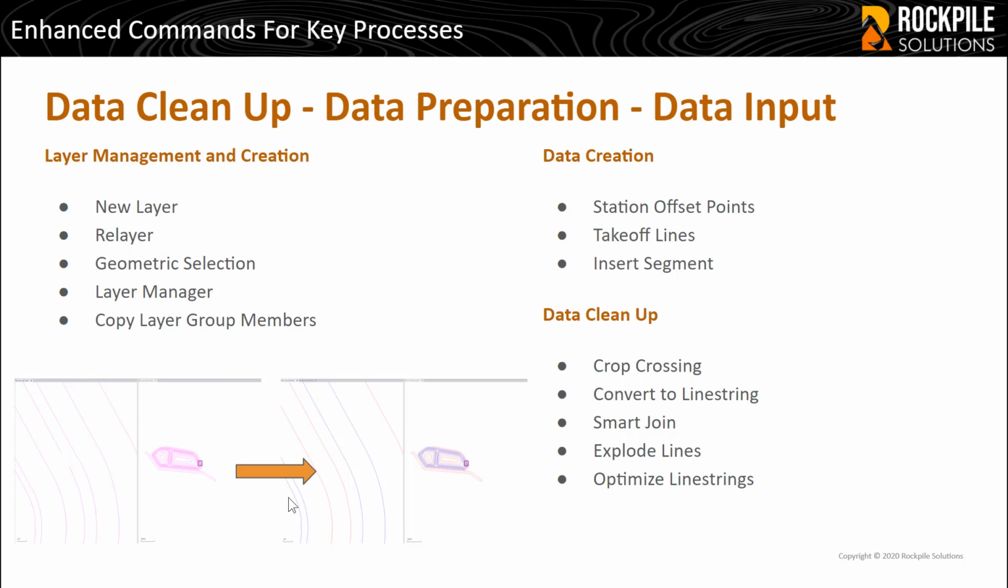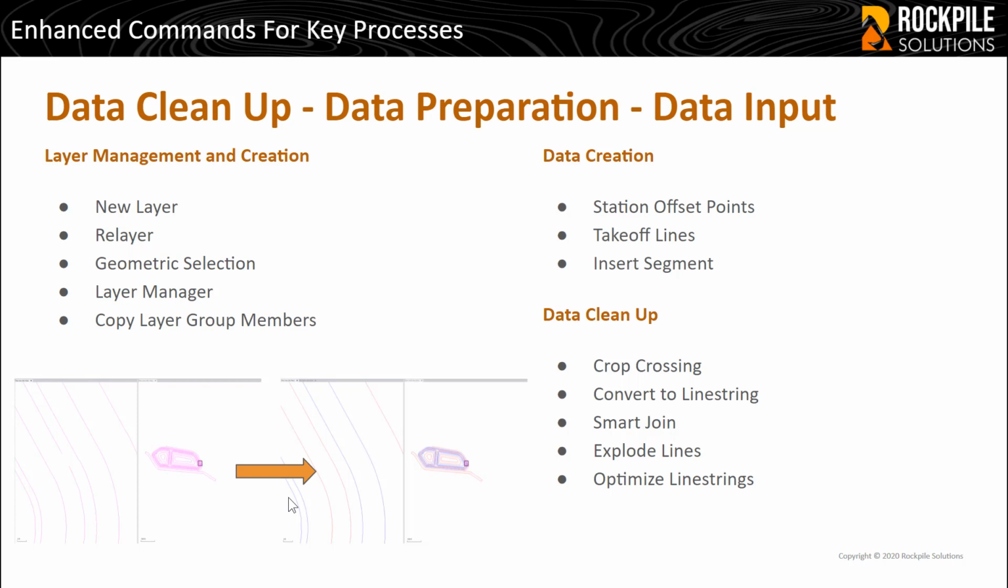For data creation purposes, we have the ability to create points by station and offset. Our Takeoff lines allows us to digitize lines or create lines using CAD functionality, but in a variety of ways that take care of all of the different methods of inputting line work. It becomes your one point of creating line work going forwards. Insert segment allows us to rapidly and easily add segments to lines that we've created and completed when we realize that there's points that are missing.